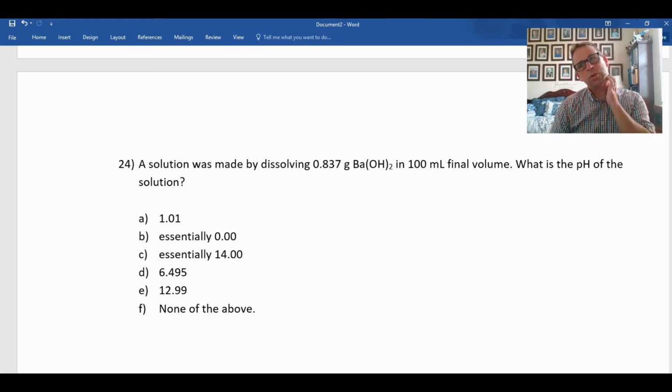All right, E. So, if you didn't get it right, let's figure out what went wrong. We're taking 8.37 grams of barium hydroxide, and we're trying to find out what the pH of that solution is. I'm going to find out the molar mass of barium hydroxide. What's the molar mass of barium hydroxide? It tells me here that the molar mass is 171.31, so I have that many grams per mole.